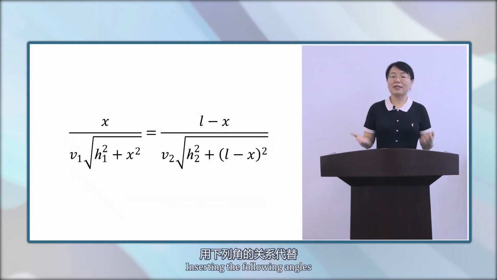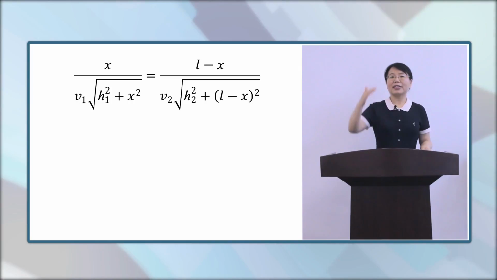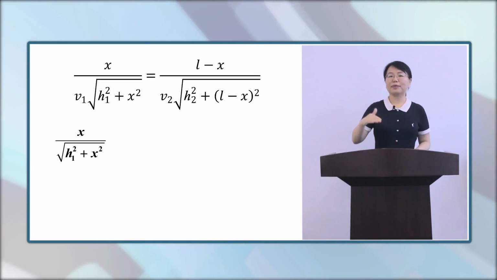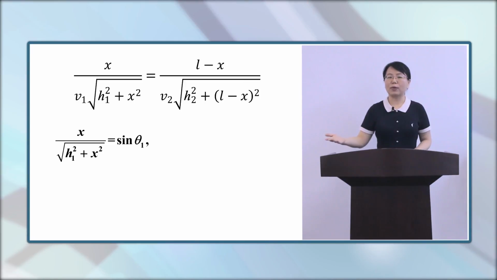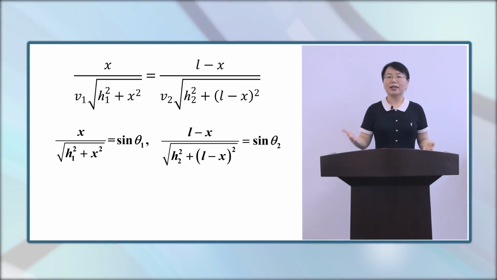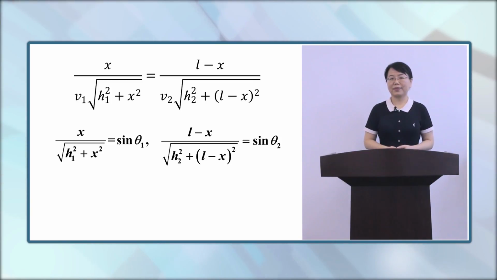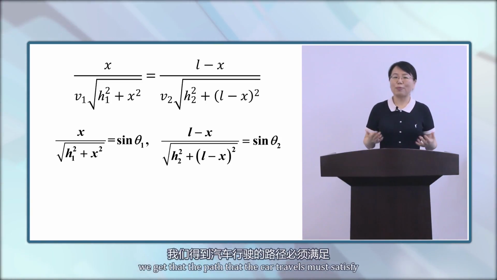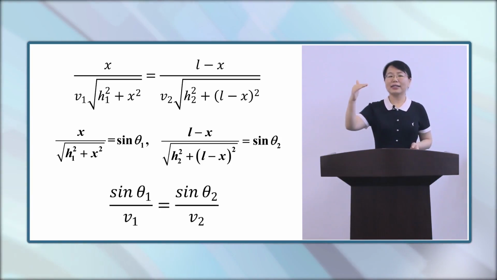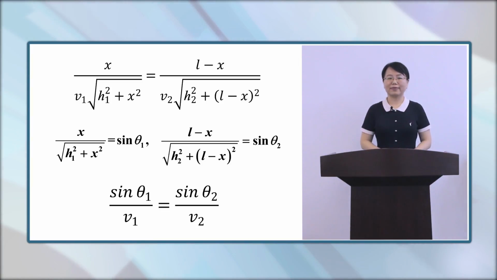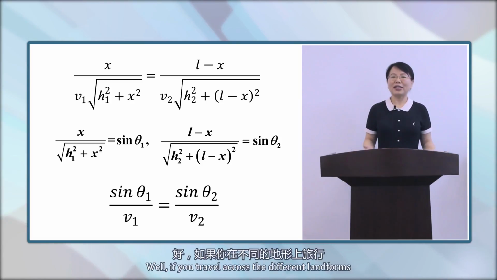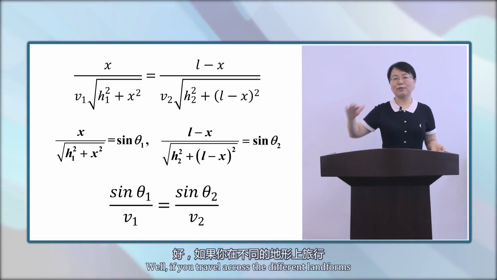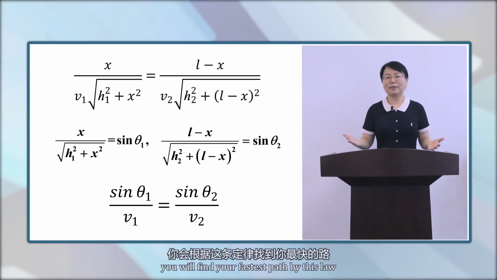Now, we can insert the following angles: x over square root of h1 squared plus x squared equals sin θ1. Likewise, we have that the other part equals sin θ2. So, we can get that the path that the car travels must satisfy that sin θ1 over v1 equals sin θ2 over v2. Well, if you travel across the different landforms, you will find your fastest path by this law.